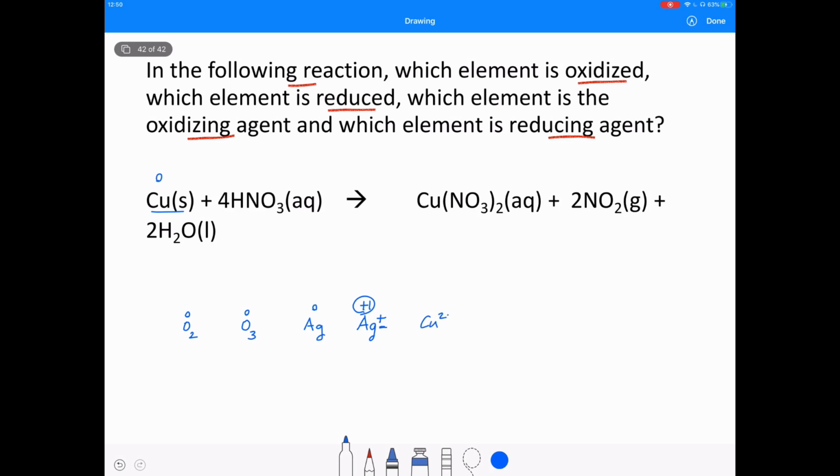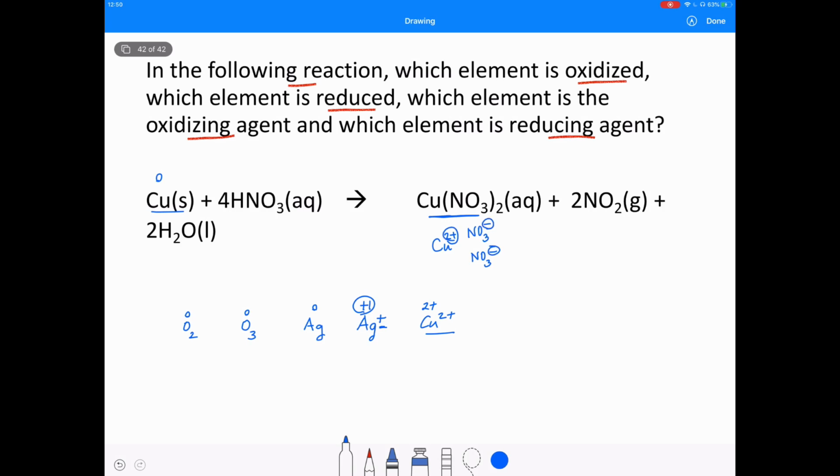Suppose you have copper 2 plus. The oxidation state of copper is 2 plus in this ion. Next, moving on to the right hand side, what would be the oxidation state of copper in this compound? Well, you have 2 nitrates, and each nitrate is 1 negative. So what should be the charge of copper in this substance? It should be 2 plus, because you have to balance the positives and the negatives, right?